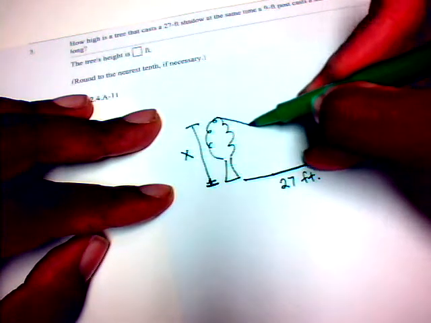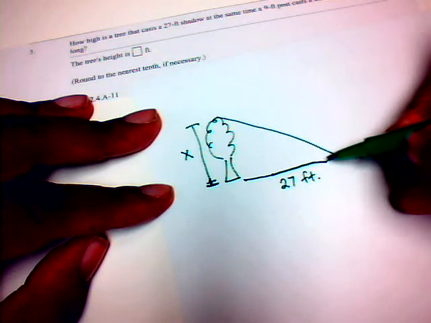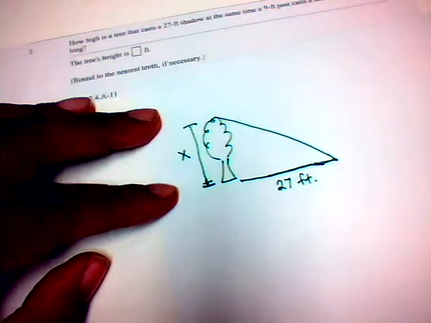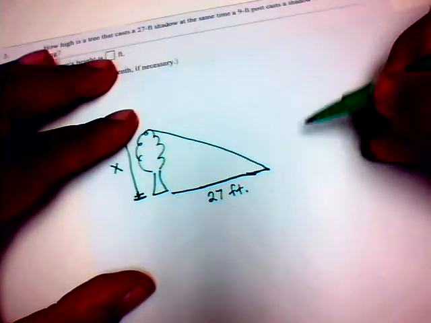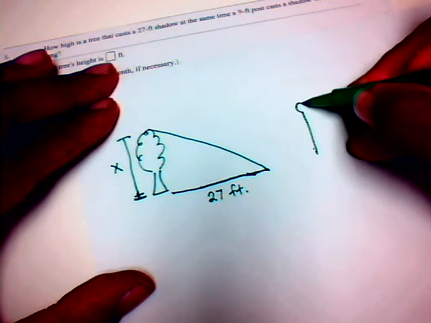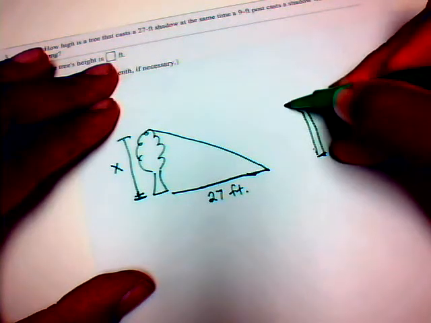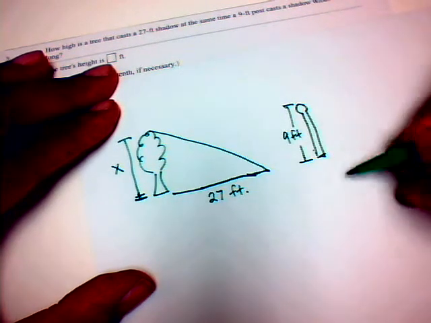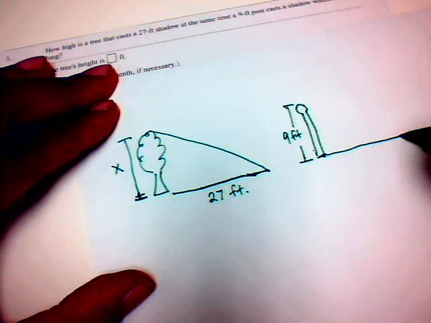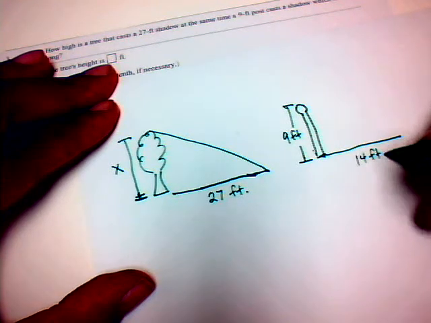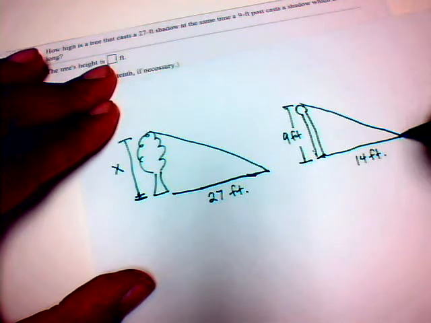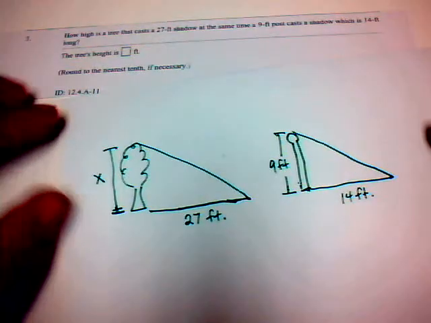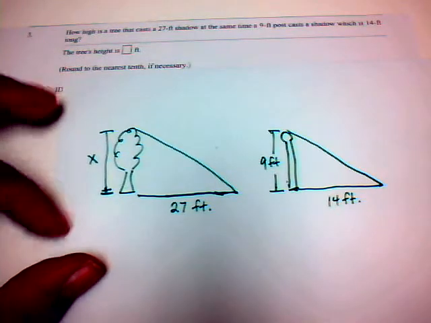Okay, so from the tip of this tree, you can see that's going to be one triangle. And at the same time, you have a 9-foot post. Here's a post that's 9 feet long, casting a shadow that's 14 feet long. This is another similar triangle. Assuming that these two triangles are similar, we can find out the height of that tree.